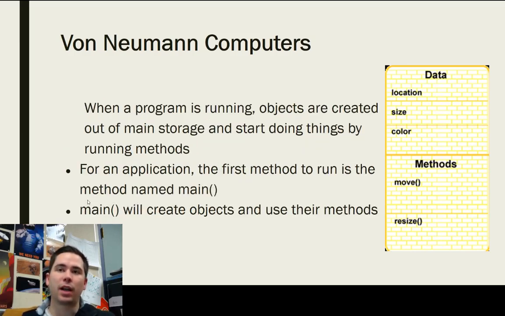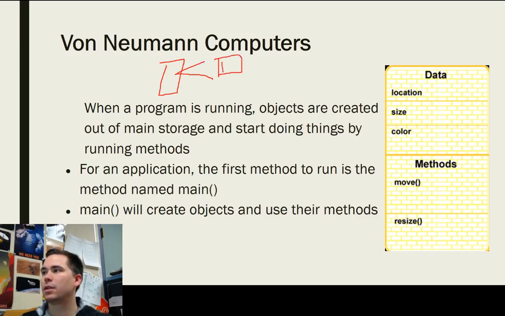When a program is running, objects are created out of the main storage of the computer, and they start doing things by running methods. So what this looks like is you have a computer there, ignore my drawing skills here, and within memory we make an object. That object tells the computer to do things. This is done by running methods.